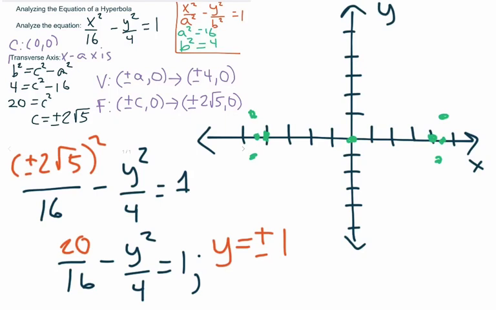Next, we'll connect the points, our additional points, along with our vertices to draw our hyperbola. And we have our graph. So this concludes our example. I hope it was helpful for you, and we'll see you next time.